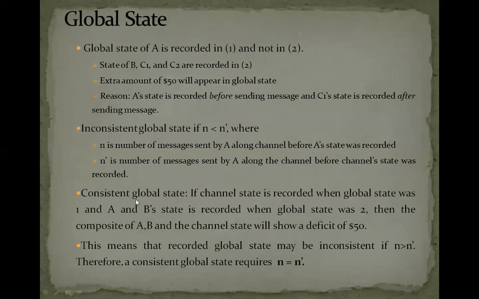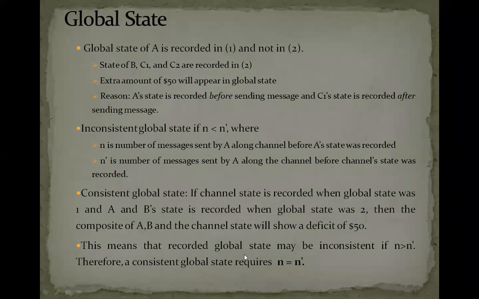So that is why, for a consistent state, it must be necessary that n should be equal to n dash. That is why it has been written here in the consistent global state. If the channel state is recorded when the global state was 1, and A and B's states are recorded when the global state was 2, then the composite of A, B, and the channel state will show a deficit.